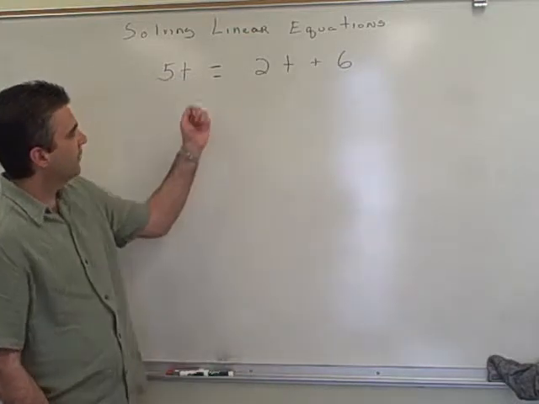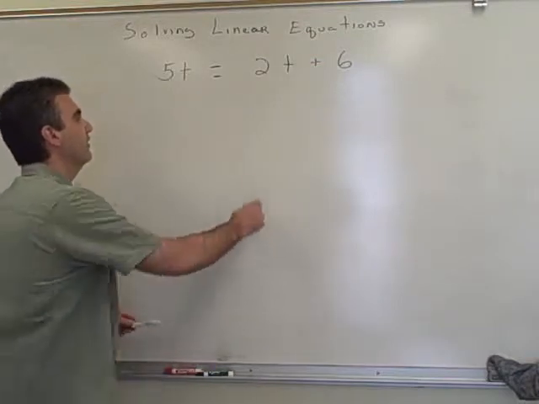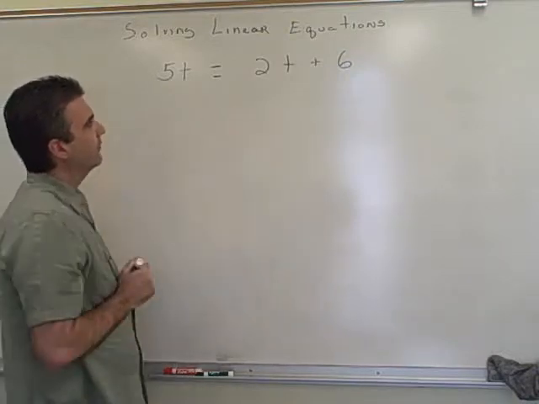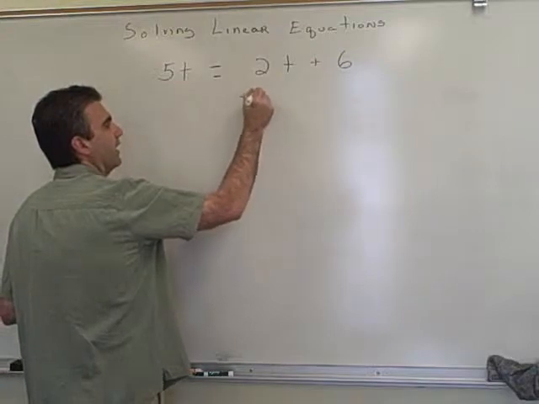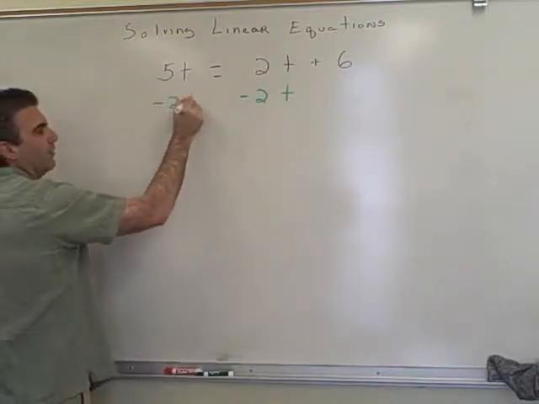For our first example, we'll try this one: 5t equals 2t plus 6. So we're trying to find what value for t will balance this equation. First thing we notice is the t's on both sides. So we'll use our principle of equality to take away 2t from both sides. And I'll just put it right under.